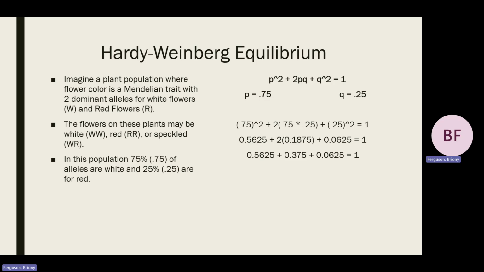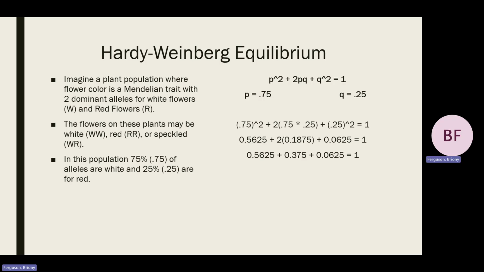Now, sometimes you might only be given the dominant allele, so you might only know p, but you can still determine the rest of the equation because we know that p plus q equals 1. So we're just going to take 1 minus p, and we're going to know that q is, in this case, 0.25.